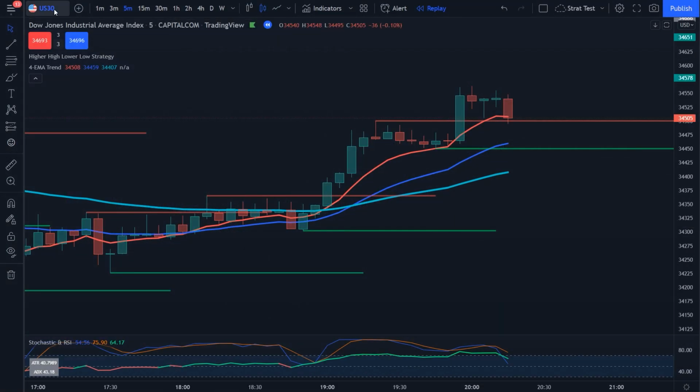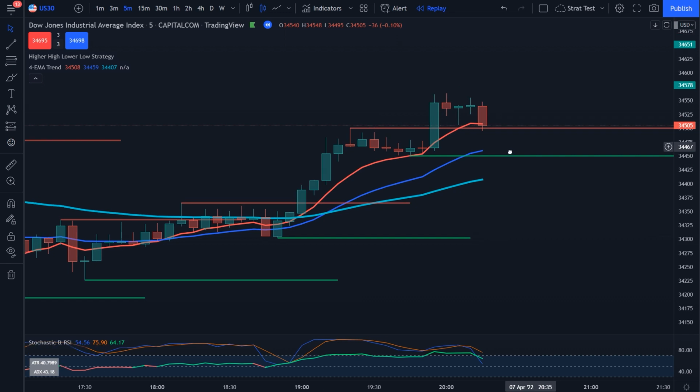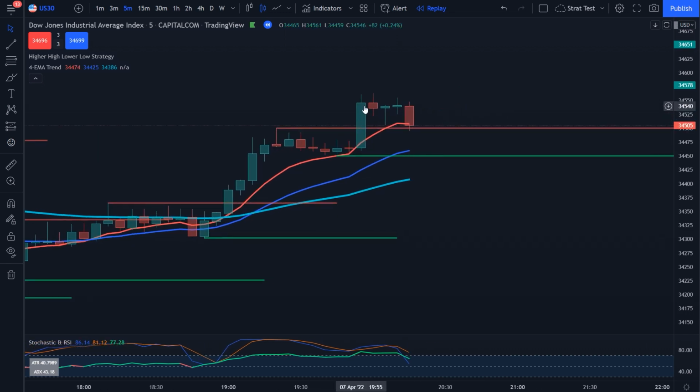Okay, here we go. US 30, Dow Jones Industrial Average Index 5 minutes chart. And we have 3 EMAs here, 3 exponential moving averages, the 8, the 20 and the 50. And we are in an uptrend. You see we have higher lows, the green lines, and higher highs, the red lines. Then price makes a strong move to the upside, then pulls back to the 8 EMA, and again a break of structure with this big green candle.